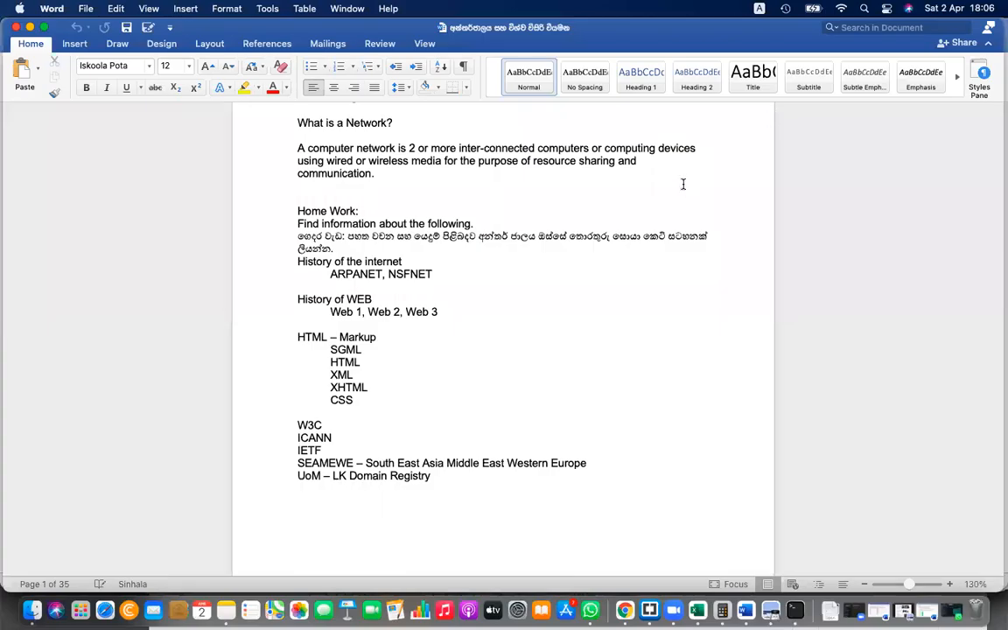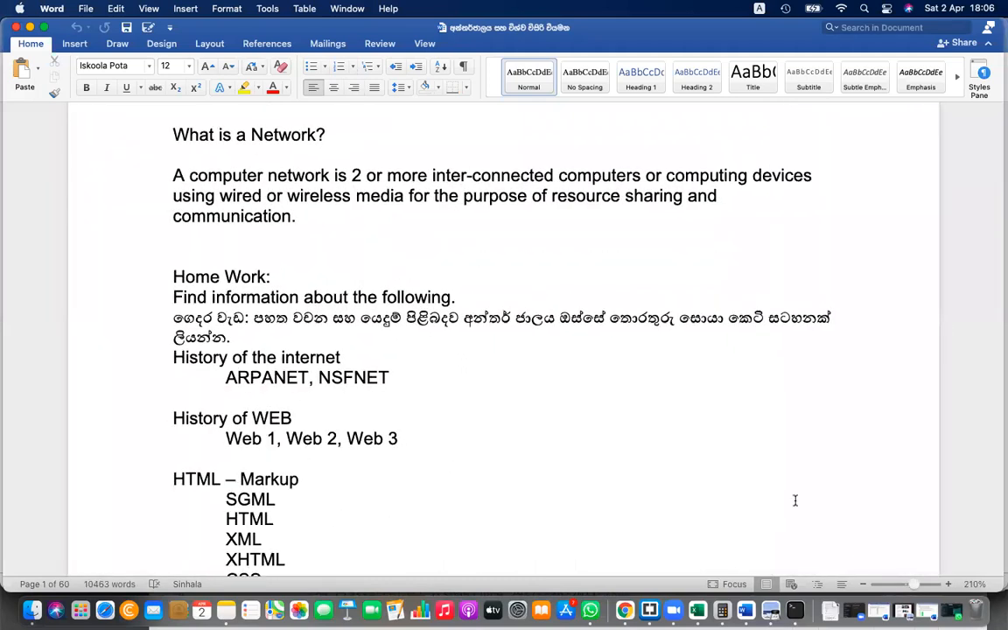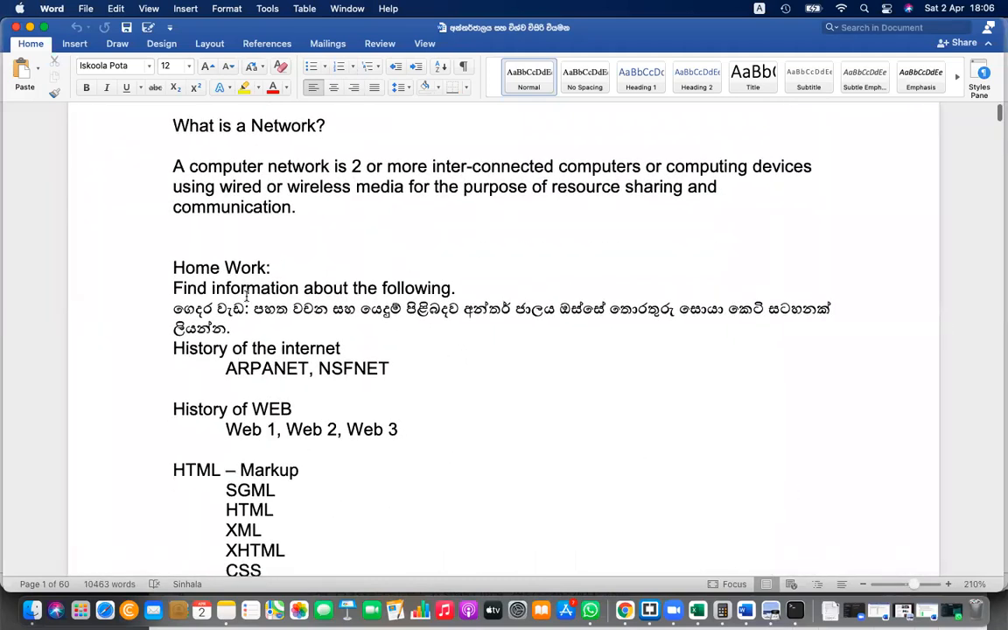Right. We have to start the new topic today, which is, I said, that I'll be starting the HTML lesson. And before we begin, I think we need to discuss a little bit about the background for the lesson. That is basically, we need to discuss what is a network. Then we need to know some brief history of this, how the internet and network began. So I'll explain the flow of the lesson first.